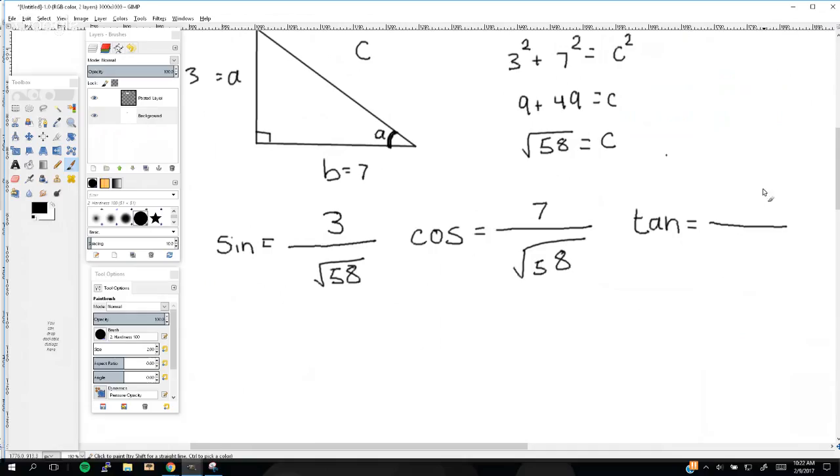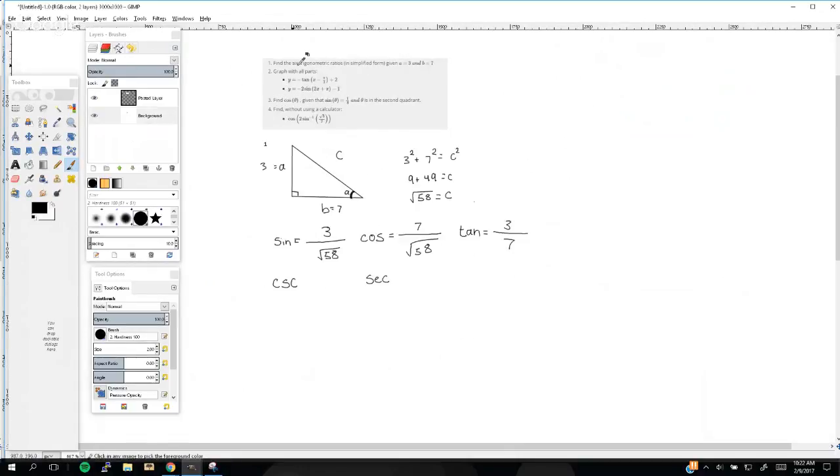Okay, continuing on. You had cosine equals 7 over square root of 58. Is that what you have? Yeah. And then tangent is opposite over adjacent. So that'd be 3 over 7. Yeah. And then I don't care if you write them out. We can just say them really quick. Oh, that's easier. Okay. Because all you do then is just flip them. Yeah. Okay.